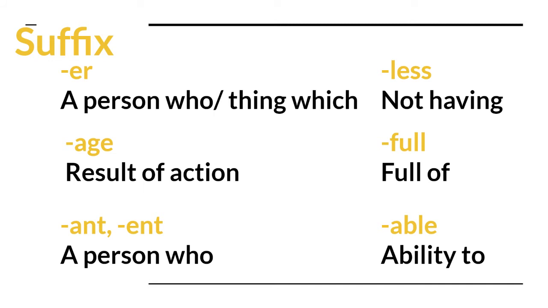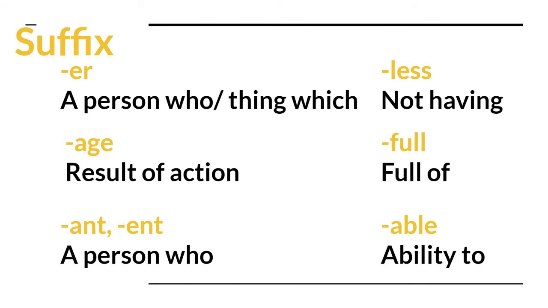So with the next part, ant, it's the same as a person. For example, a person who helps you or a person who assists you will be an assistant. Assistant. Or a person who studies. Study. S-T-U-D-E-N-T. Student. A person who studies.